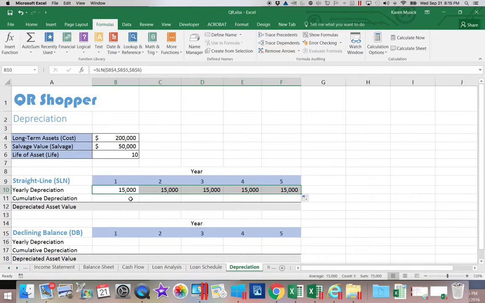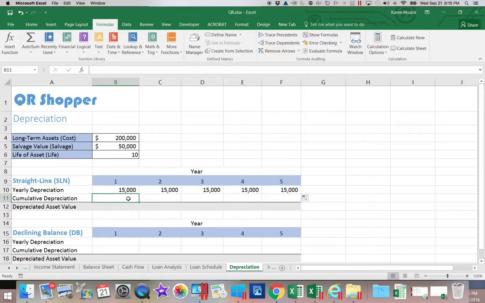Now this next formula, this is cumulative depreciation. We need to keep track of how much total depreciation we have taken on every asset over the life of that asset.